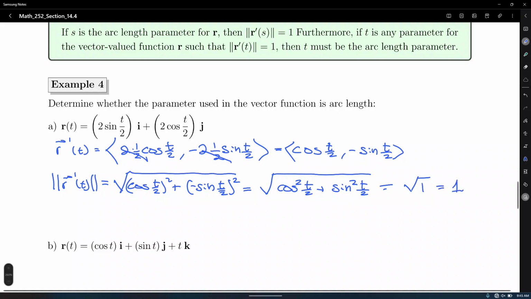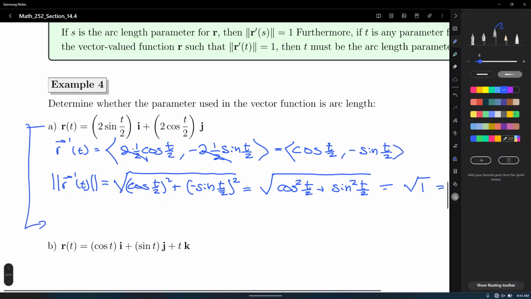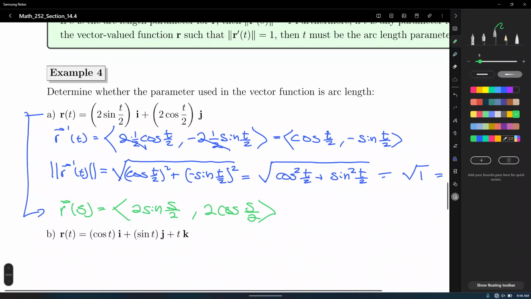What does that mean then? And this is good. This means that I can simply go about reparameterizing r of t to r of s. So this same function parameterizes not only time, but also distance without making any changes to the variable. So r of s equals 2 sine s over 2, comma, 2 cosine s over 2. All right? That's what it means.